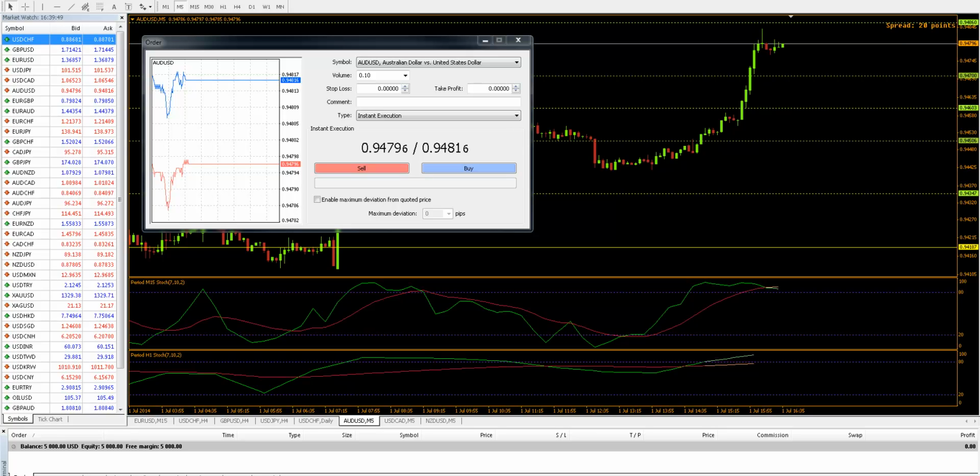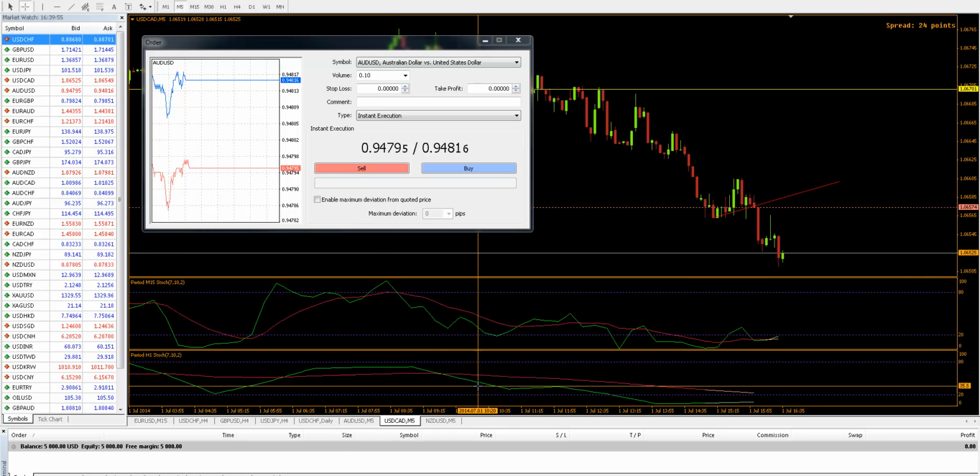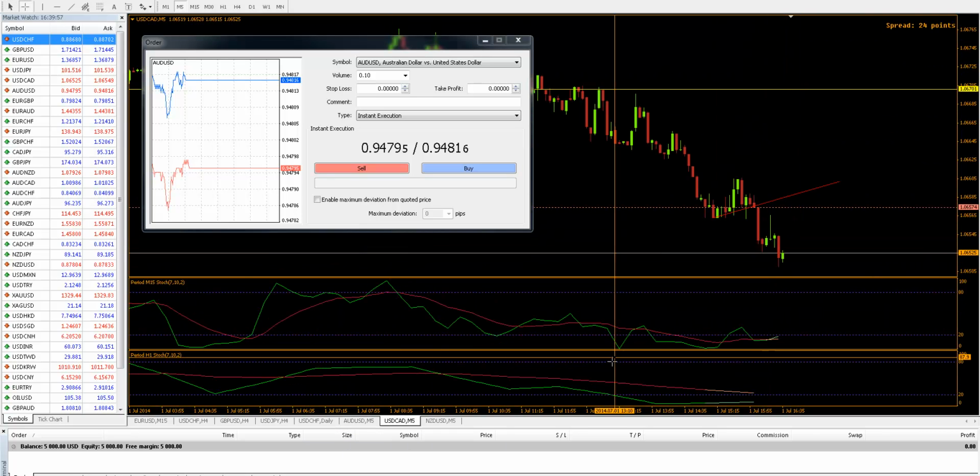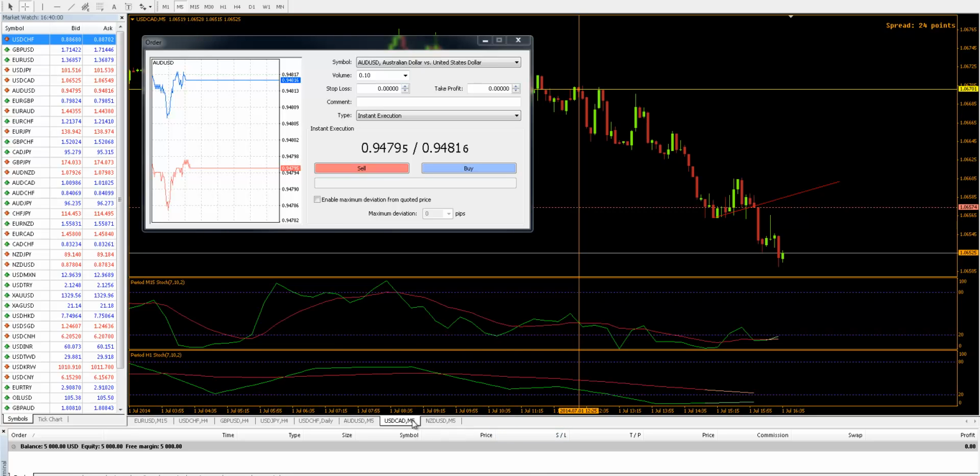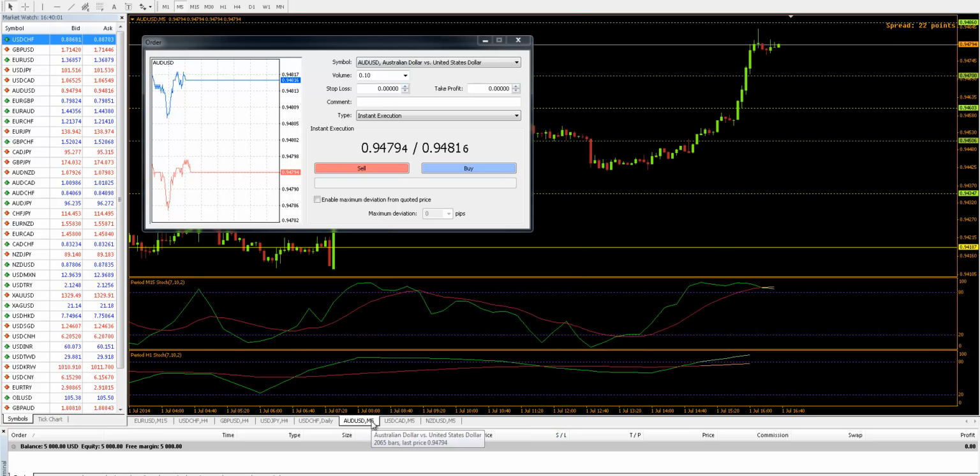The Aussie is losing steam. So is the USD CAD, where the market is quiet, waiting for the ISM.